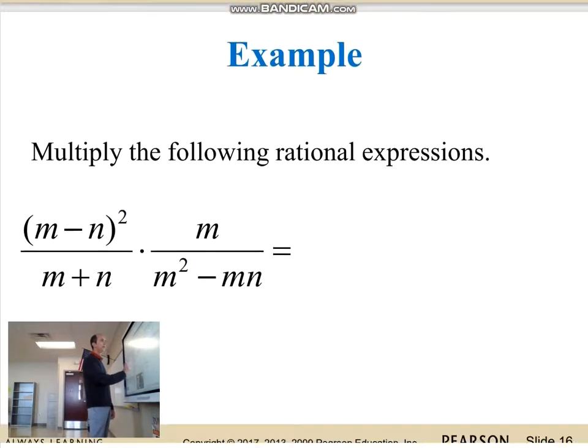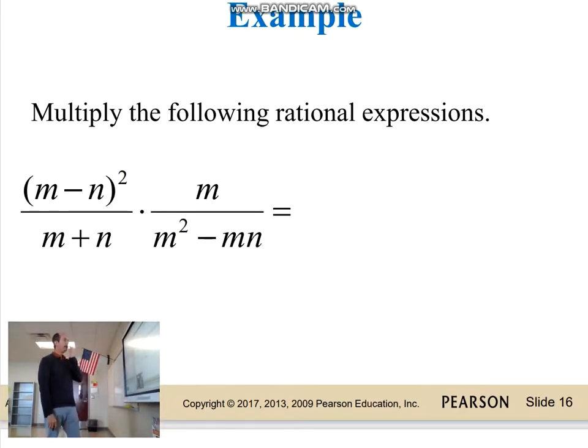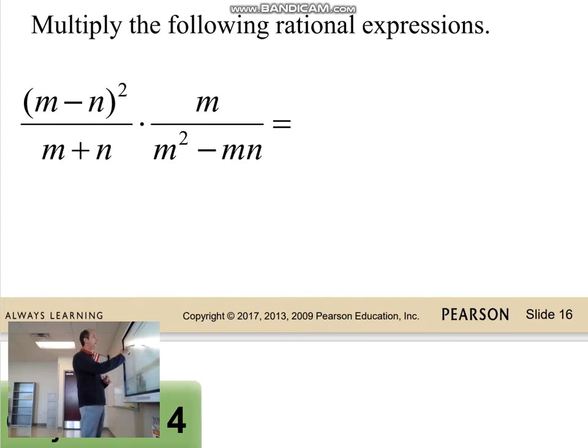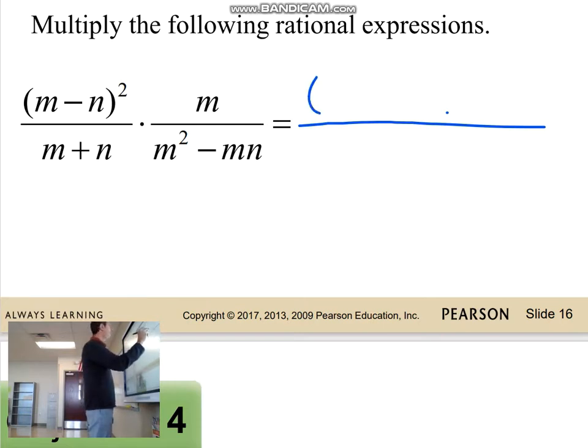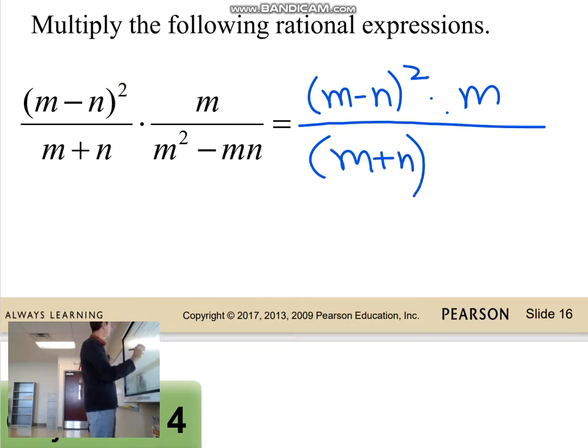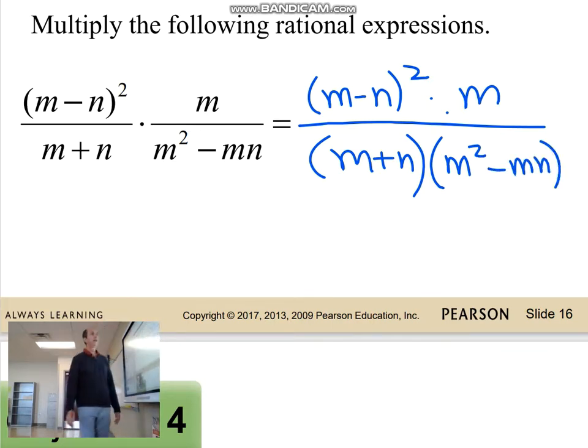Example, multiply the following rational expressions, and we have (m minus n) squared over m plus n, times the other rational expression, m over m squared minus mn. And what we're going to do simply is, I like to first draw a long line, and we're going to have all the numerators on the top multiplied, (m minus n) squared times m, and on the bottom we're going to have all the denominators, (m plus n) times (m squared minus mn). Okay?